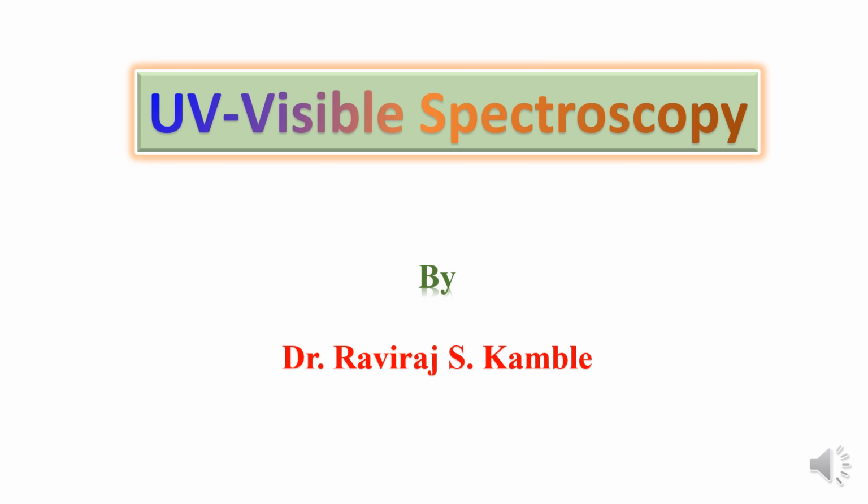I'm going to talk on the chapter UV visible spectroscopy. So UV visible spectroscopy is one of the important spectroscopic techniques used in organic chemistry to determine the unknown structure of the compound. Generally, UV visible spectroscopy is used for determination of the unsaturation or conjugation present in the organic compound.